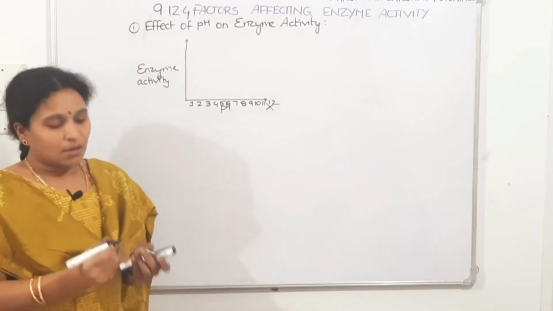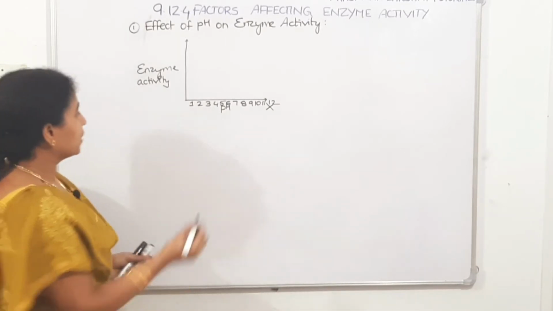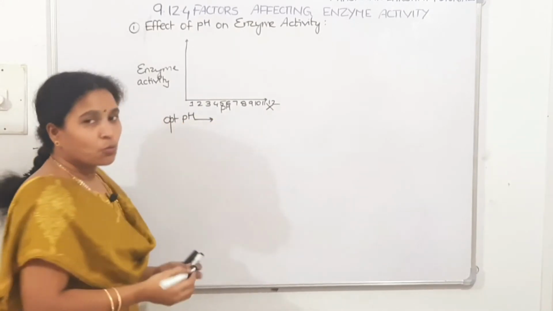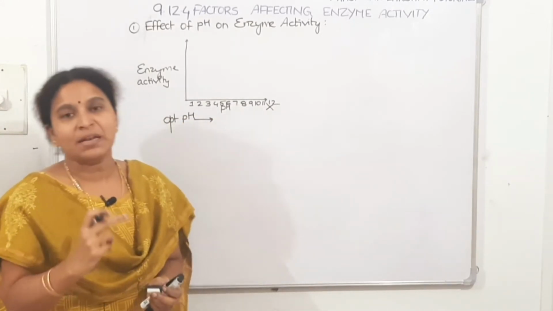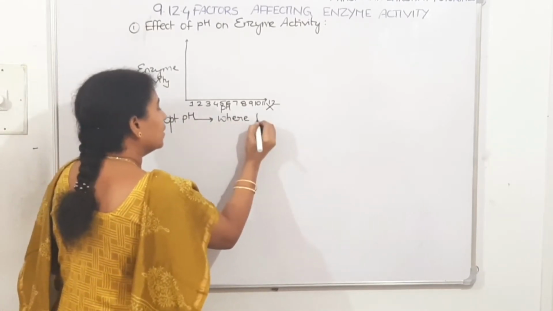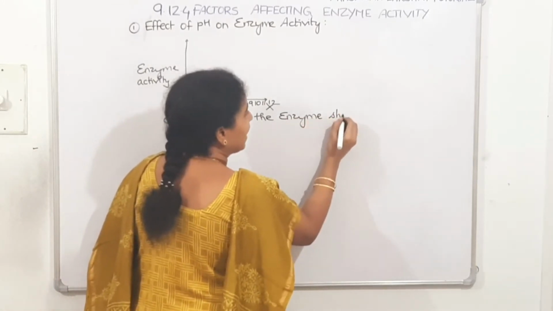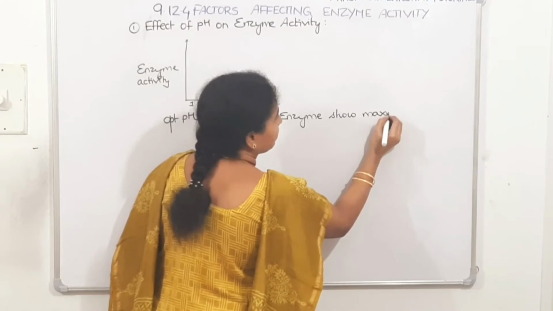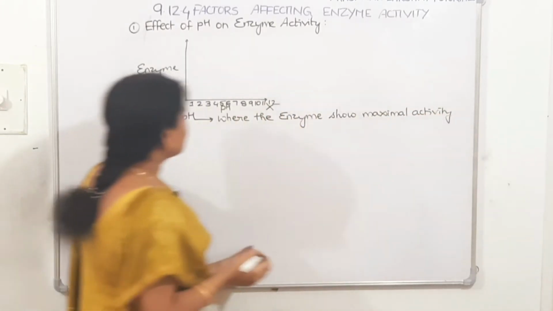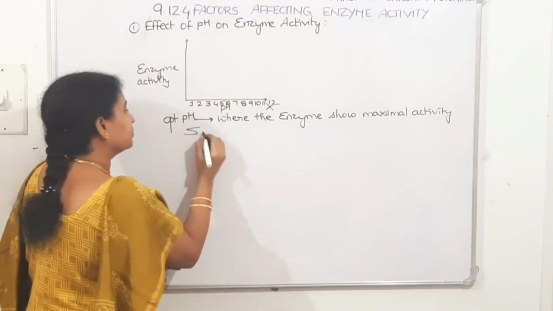Now, in most cases, enzymes have an optimal pH that is neutral. So, what do you mean by optimal pH? The pH where the enzyme shows its maximal activity is called optimal pH. If you look at the optimal pH of some enzymes, take salivary amylase present in the saliva.